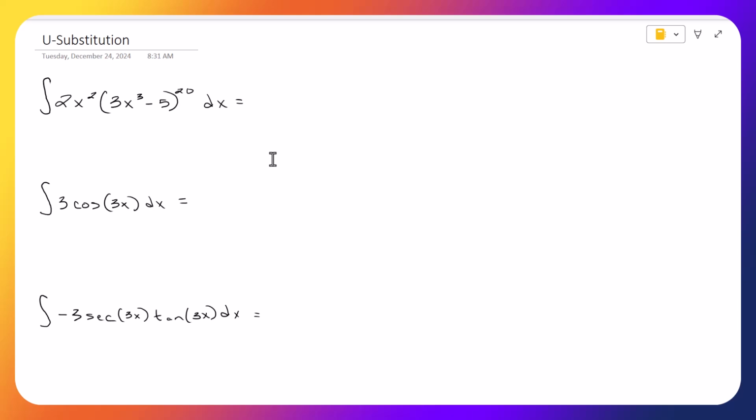So let's actually do something with that. If we notice that something is the derivative of something else, that allows us to use a powerful tool called U-substitution, where I'm just going to say that u equals 3x cubed minus 5.